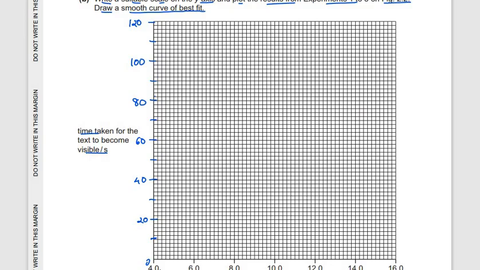If you choose a different scale, you need to remember that you need to cover more than half the grid. Understand? Choose a scale which will cover more than half the grid. Your graph line should cover more than half the grid, and only then will it be acceptable. So choose the scale accordingly. Now let me plot the graph for you.